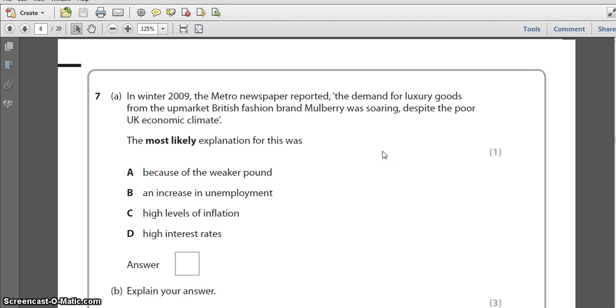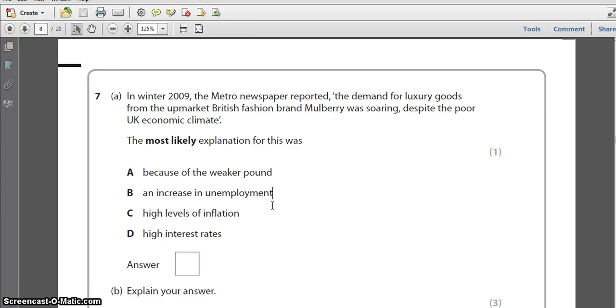Therefore, if they're not buying them in the UK, they must be being bought by someone else. So the most likely reason why people are buying luxury Mulberry products, even though the UK economy is bad, is because they're buying it from abroad. So why are people buying UK products from abroad? Because the pound must be weak. Think about it. When the pound is weak, people from abroad can buy more products from the UK. Therefore, they're probably buying more luxury goods because the pound is weak at the moment.